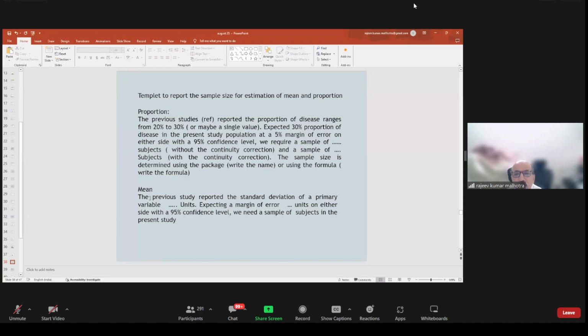Similarly, templates are available for hypothesis testing. So you can justify whatever you have calculated by writing this. That is a must. Now I go to Statulator to show how you calculate the sample size for hypothesis testing.